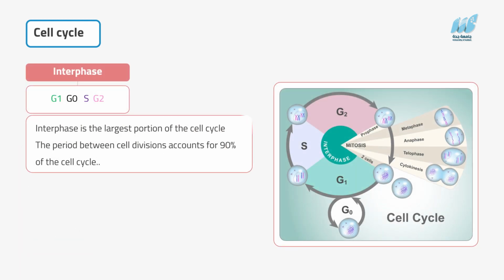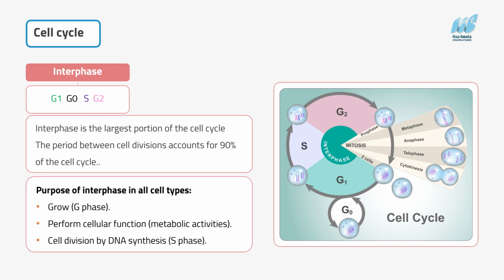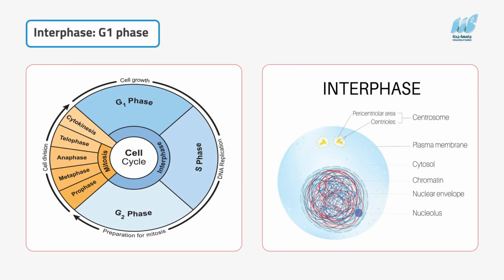Interphase is very variable in length and is responsible for the variation in generation time between different cell populations. Cells that have stopped dividing, such as neurons, usually arrest in this phase and are said to have entered a non-cyclic stage known as G0. The purpose of interphase in a cell is to grow, perform cellular function, and prepare for cell division by DNA synthesis. A typical cell spends most of its life in interphase.